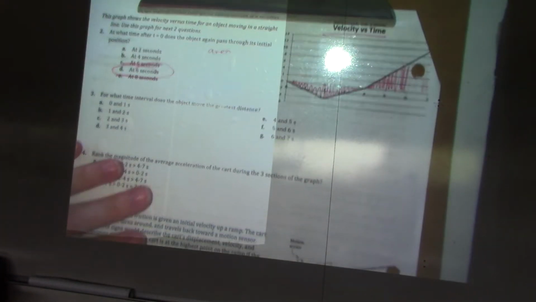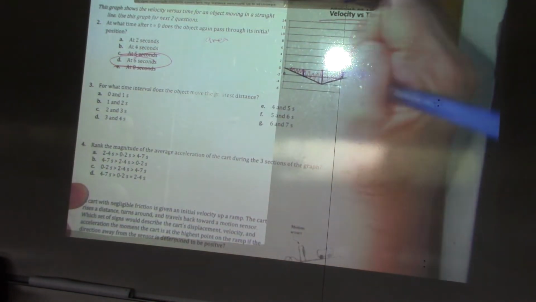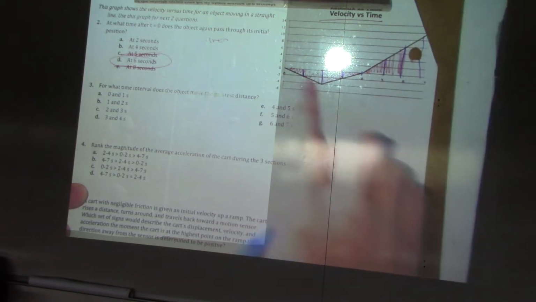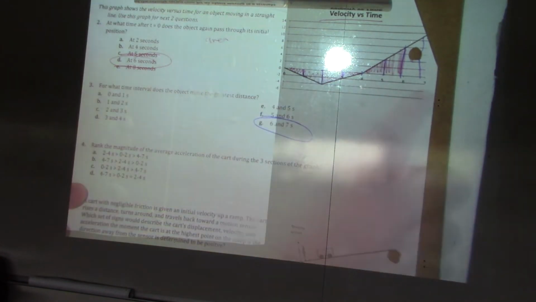For what time interval does it move the greatest distance? So I'm going to look at each of these 1-second intervals at their areas. And the single section that has the greatest amount of area was from 6 to 7, because it has the greatest area right there.